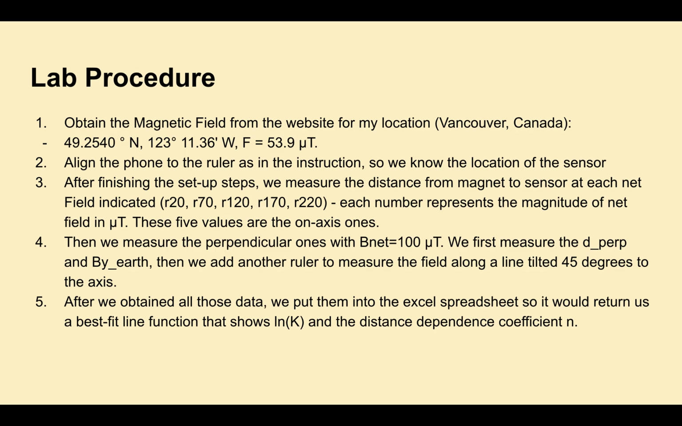4. We measure the perpendicular ones, first measuring the d-perp, which is the distance perpendicular to the sensor in the B-wires. Then we add another ruler to measure the field along the line 45 degrees to the axis. 5. After we obtain all those data, we put them into an Excel spreadsheet so it will return us a best fit line function that shows k and n.